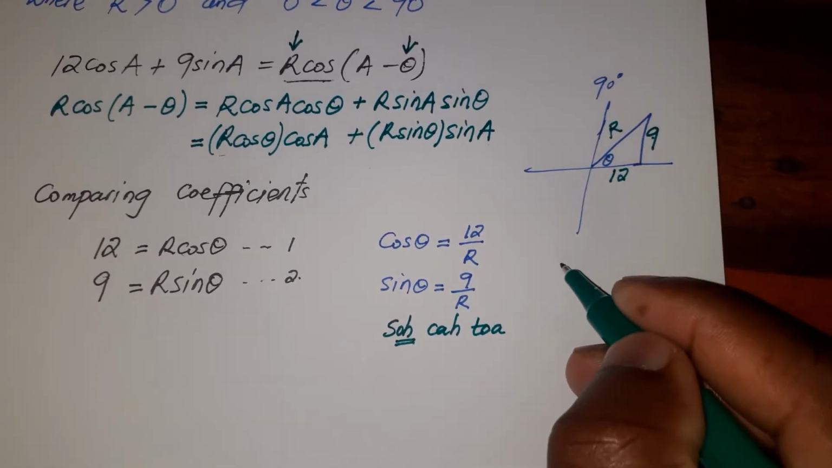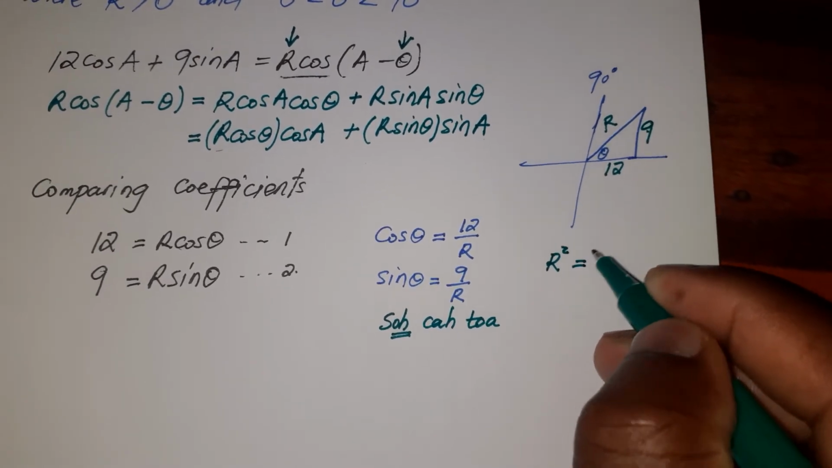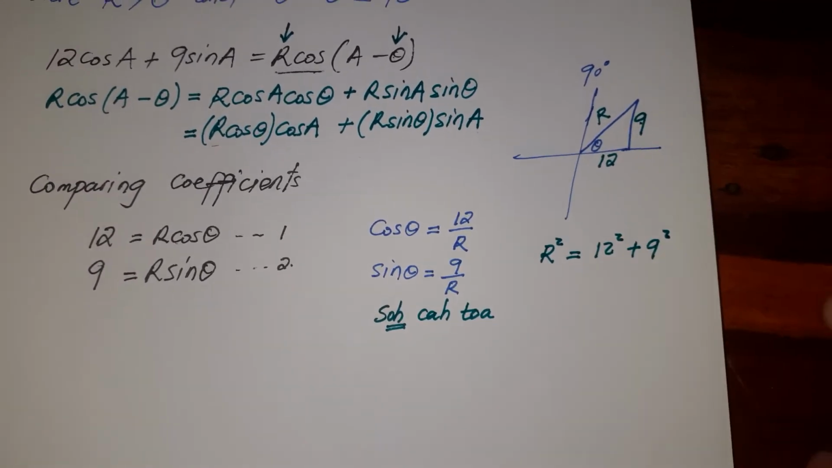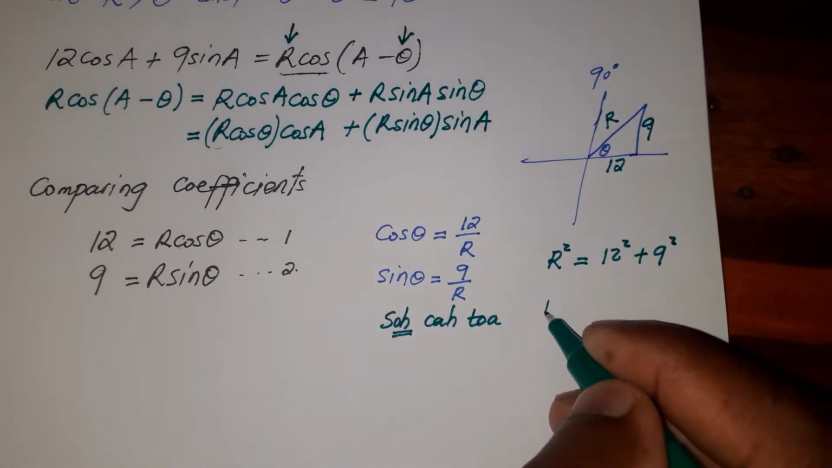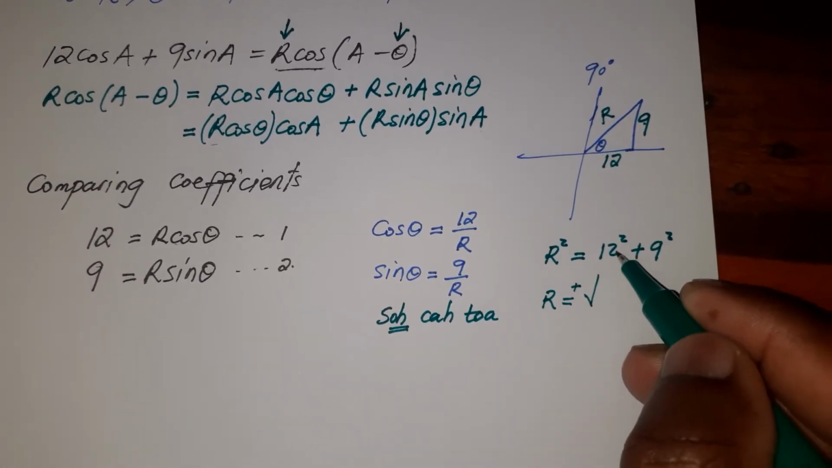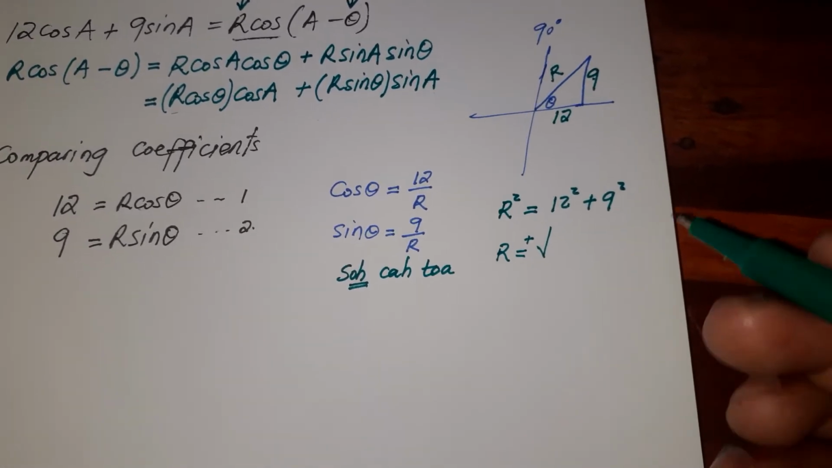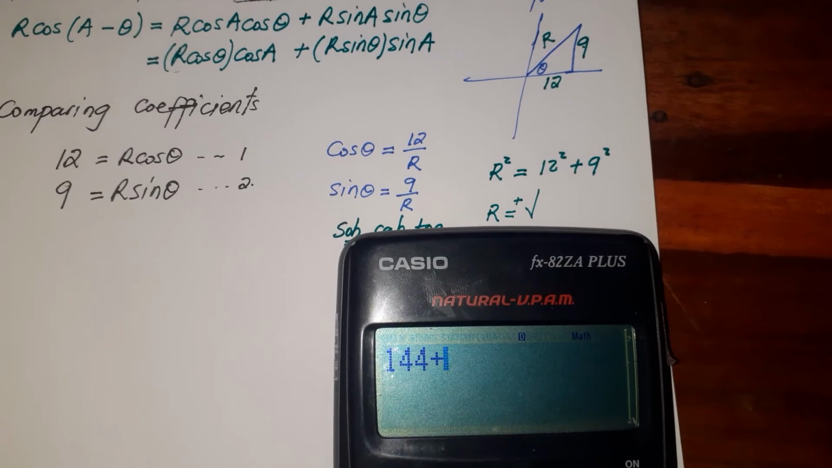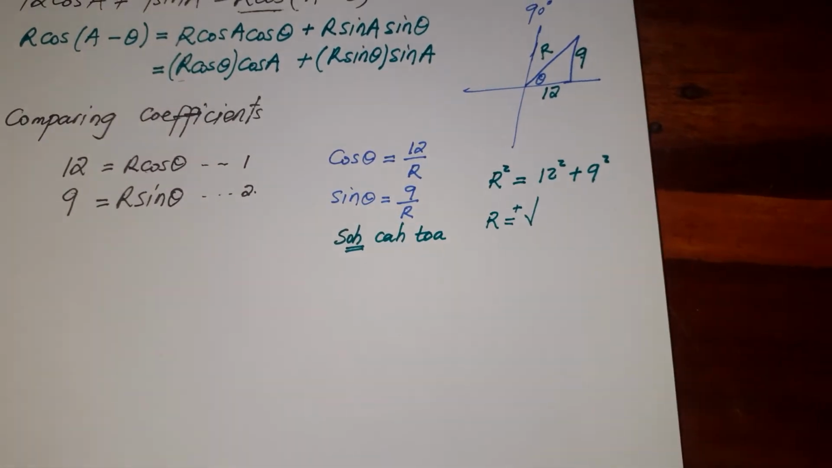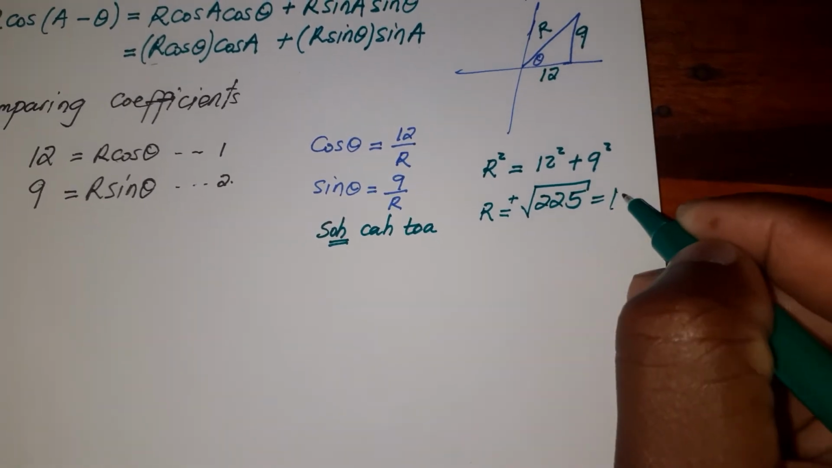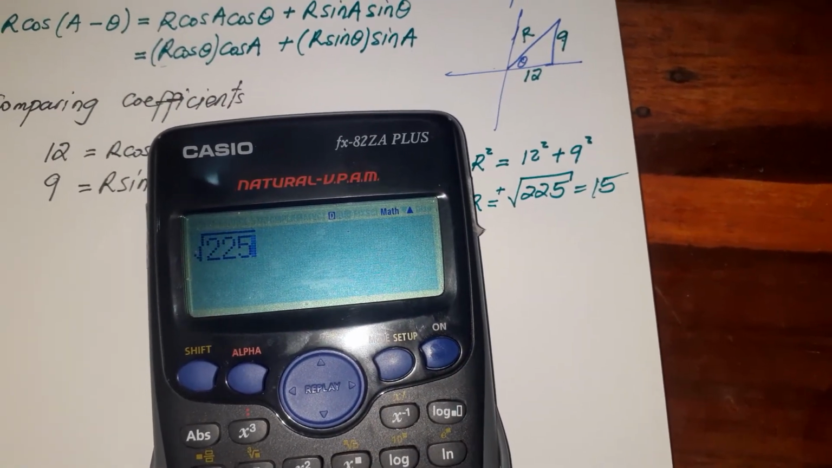But because that is the hypotenuse, we can now say R squared is equal to these two sides squared. Then we have 12 squared plus 9 squared. That is the hypotenuse. This is from Pythagoras theorem. Then our R, you're now going to have the square root, considering the positive square root of that, which is 144 plus 81 is 225. But we know that the square root of that is 15. Maybe we can confirm that the square root of 225 is equal to 15.